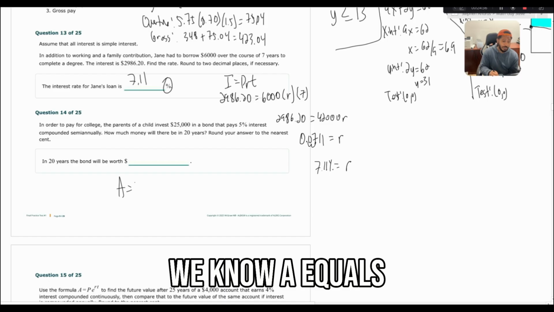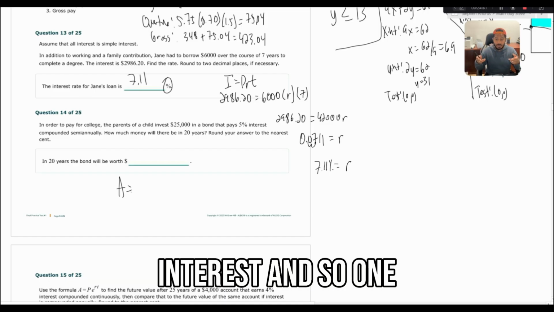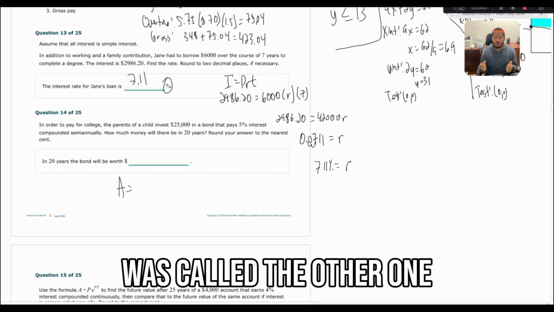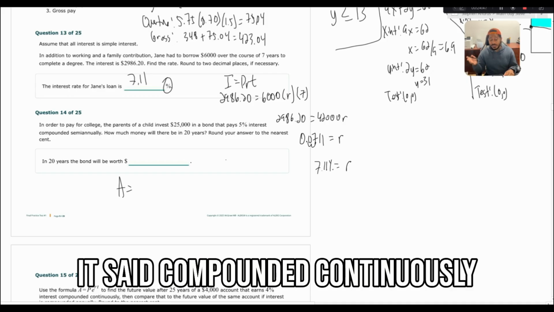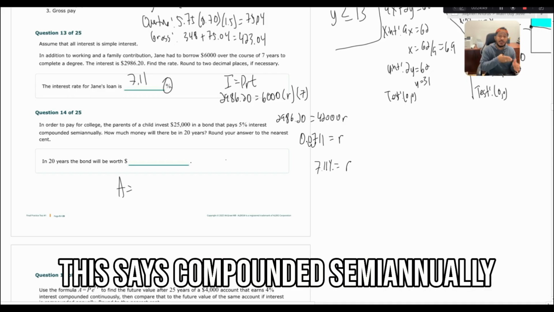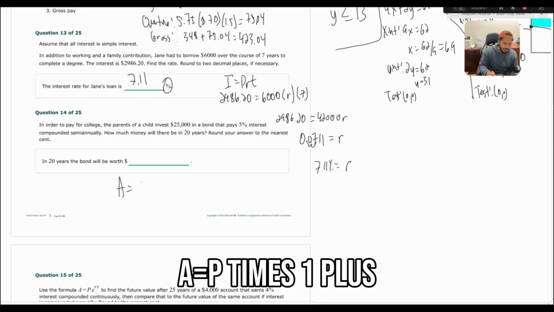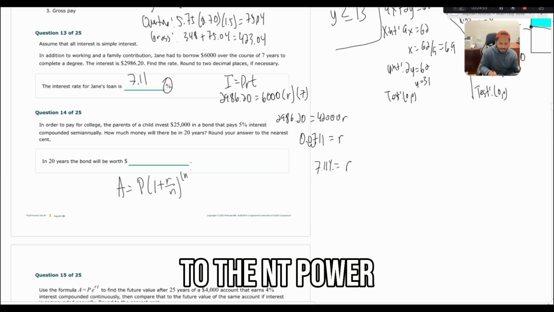We know A equals, but we had 2 different formulas for compound interest. One of them was PERT, and the other one was called the other one. PERT we use if it said compounded continuously. This says compounded semi-annually, so we use the other one. So here we say A equals P times 1 plus R over N raised to the NT power.